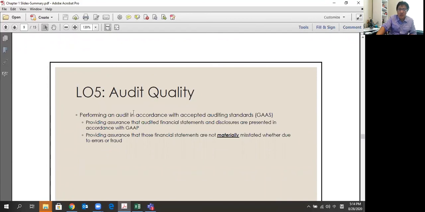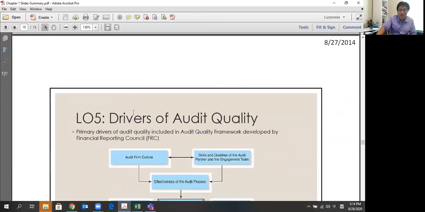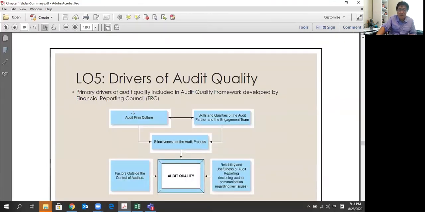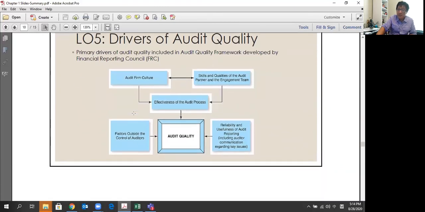So what is audit quality? And let's talk about a few concepts and then we can call it a day. It's been long enough for all of us. I'm happy.